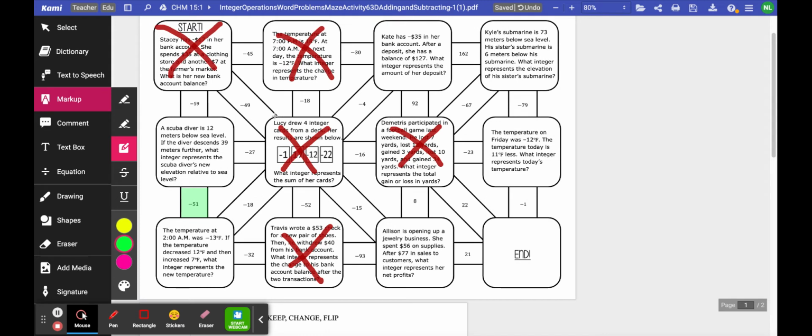Now, it doesn't matter about the maze. You don't really have to fill it in because you guys are going to do all these blank questions no matter what.